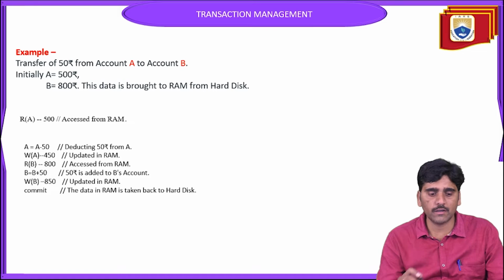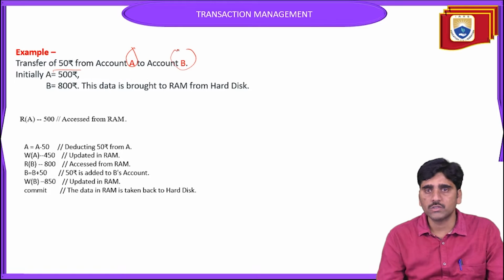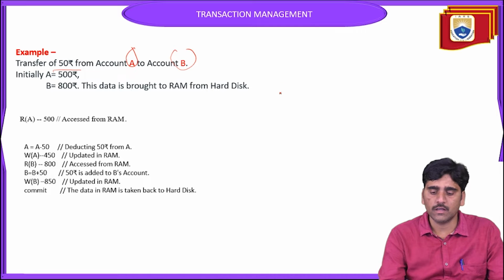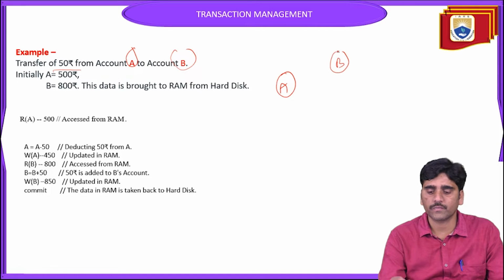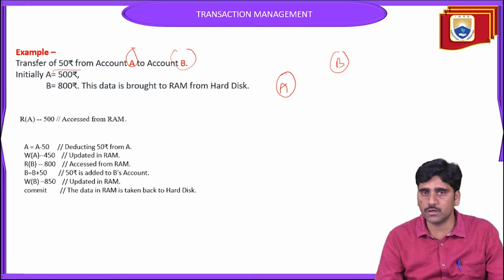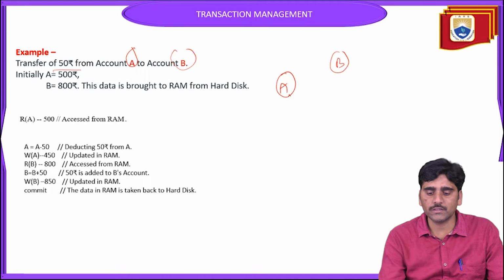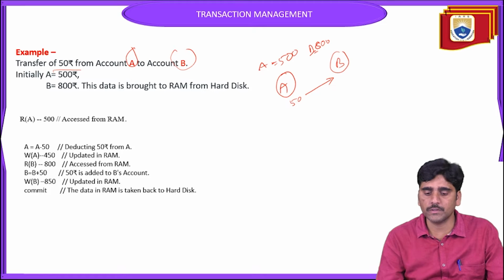So we'll take one example: transfer of 50 rupees from account A to account B. Here in this example, we are going to take account holder A and account holder B. These two are the users, the account holders. We are going to transfer 50 rupees from A account to B account. Initially, A account holder has 500, and B account holder has 800. Whenever you transfer the 50 rupees from A account holder to B account holder, what will happen?